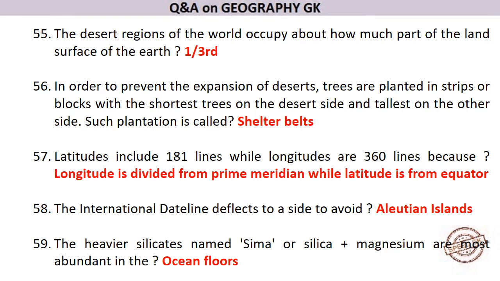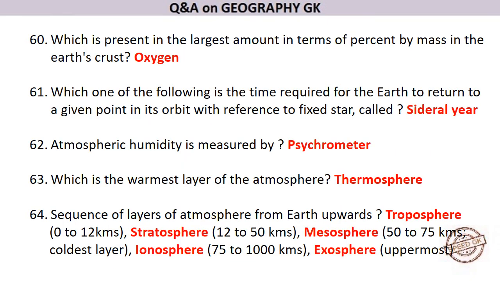Latitudes include 181 lines while longitudes are 360 lines because longitude is divided from the prime meridian while latitude is from the equator. The international dateline deflects to a side to avoid the Aleutian Islands. The heavier silicates named Sima, or silica plus magnesium, are most abundant in the ocean floors. Which is present in the largest amount in terms of percent by mass in the Earth's crust?